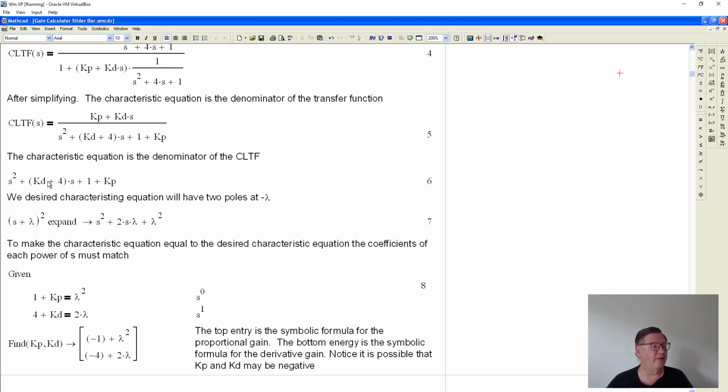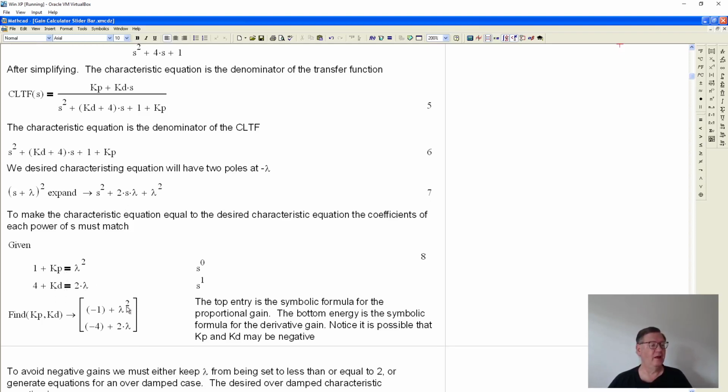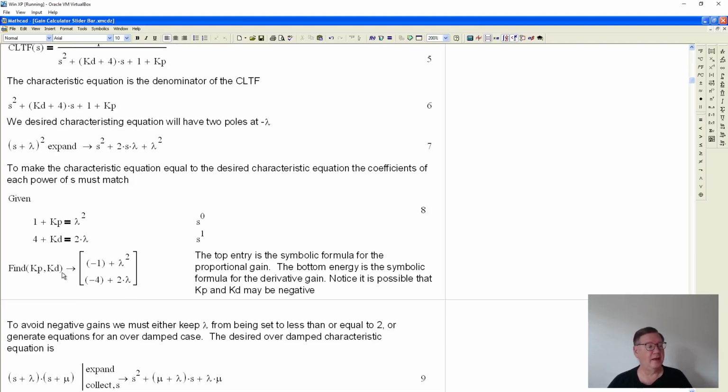Now, to make this equation equal to this equation, we must match the coefficients of each power of s. So we have the 0 power of s, which is 1 plus Kp, and then we have lambda squared. So 1 plus Kp is equal to lambda squared. Then the first power of s is Kd plus 4, and that should be equal to 2 times lambda. So we have Kd plus 4 is equal to 2 times lambda, and we can solve for Kp and Kd. You should be able to do this in your head.